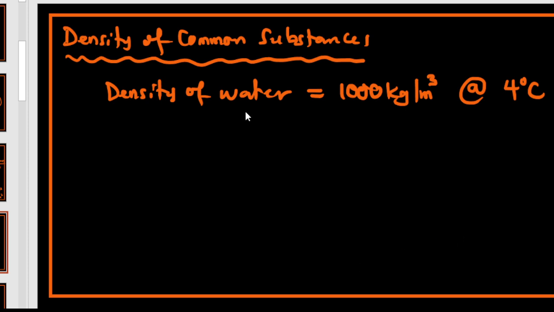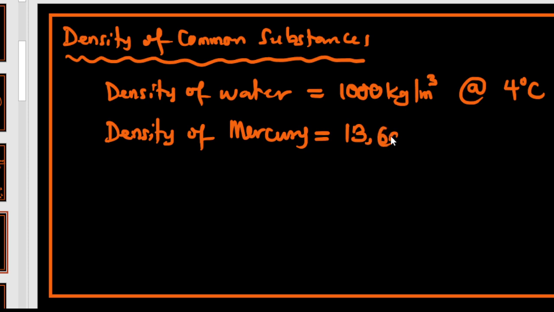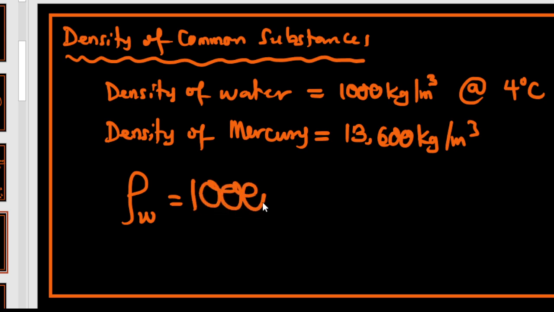Okay, let's create some space here. So aside from water, we have mercury. The density of mercury is about 13,600 kilogram per meter cube. So water is 1,000 kilogram per meter cube, and mercury is 13,600 kilogram per meter cube. Now, can somebody tell me, since the density of water is 1,000 kilogram per meter cube, what would be this value in gram per cm cube?